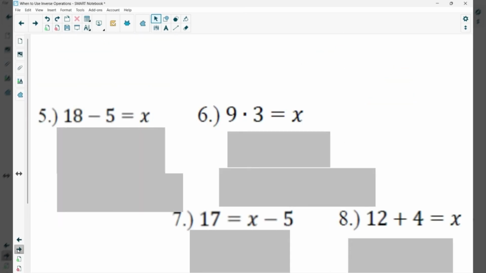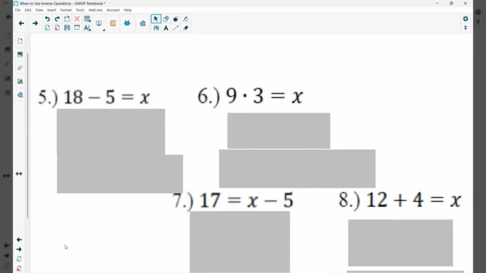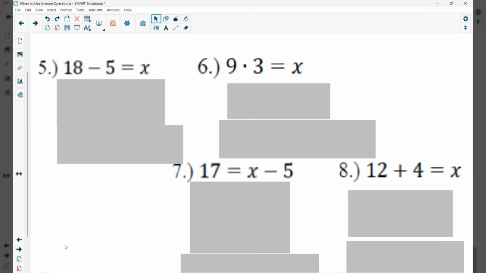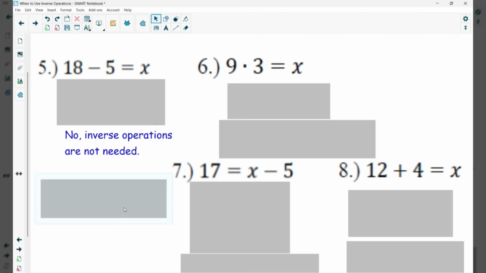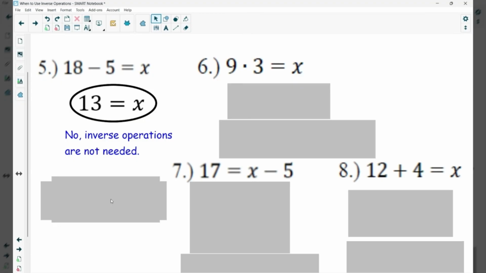All right, moving ahead to number 5. Let me move this up a little bit. Do we need inverse operations for the equation 18 minus 5 equals x? We do not need inverse operations here. And the reason why we do not need inverse operations is that x is already by itself. Now it's by itself on the right-hand side, but it's already isolated. So all we have to calculate is 18 minus 5 to get 13 for our solution. So 13 equals x, or we could write x equals 13 as well.